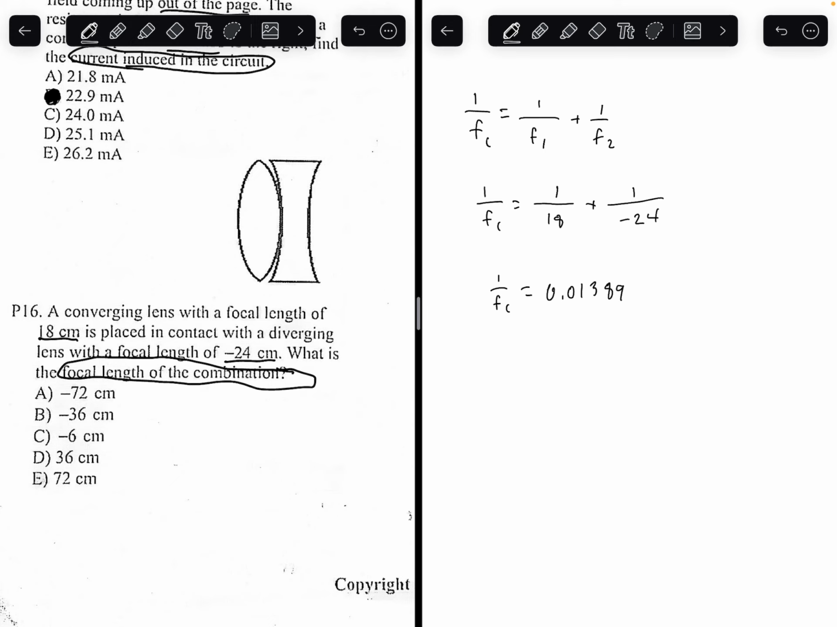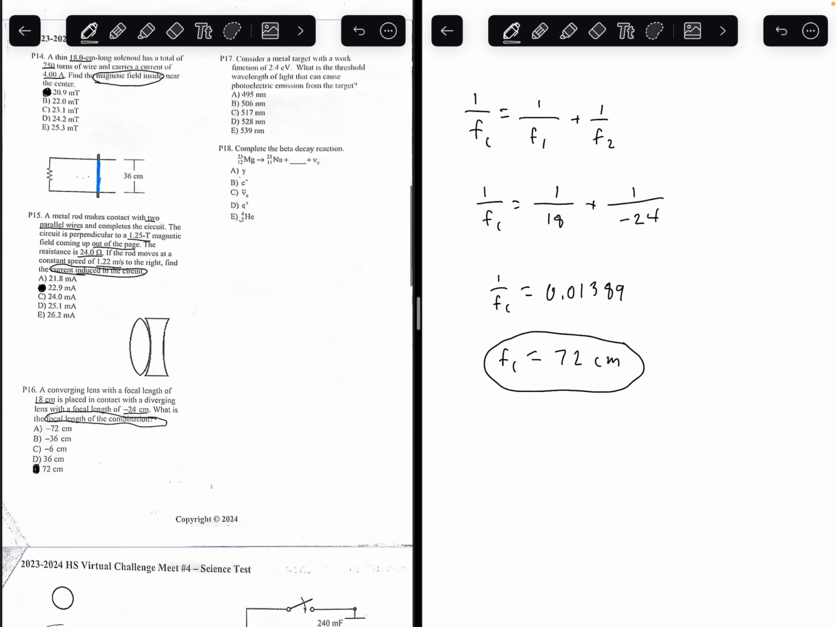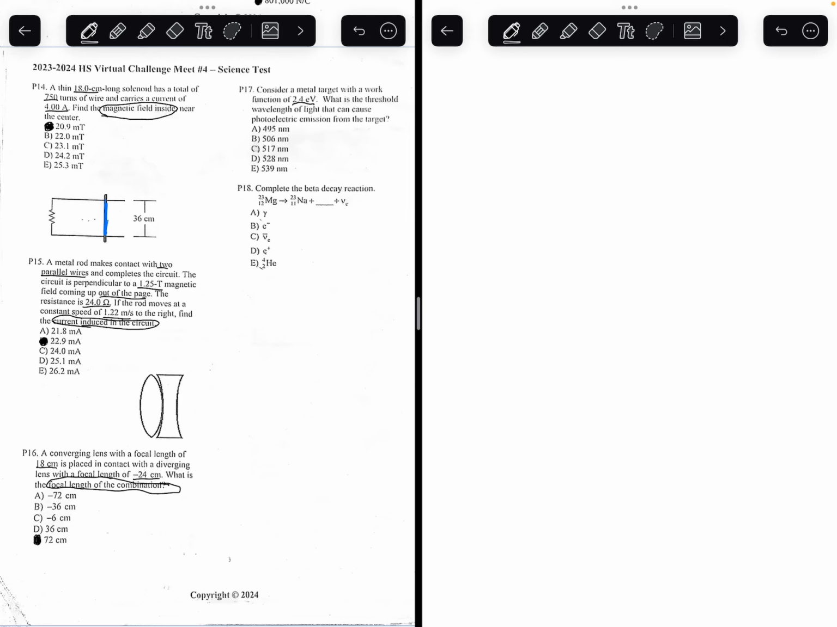0.01389. And you're trying to find FC, so FC would equal 1 divided by that, or 72 centimeters. So the answer to this question would be E, 72. Number 17.